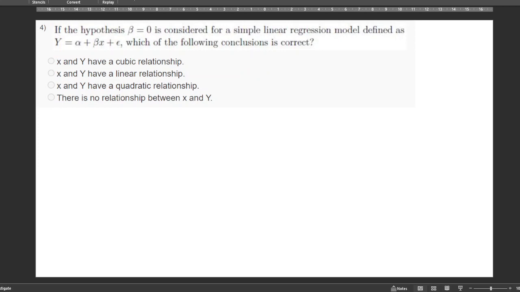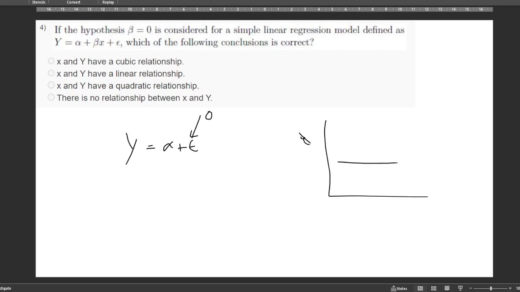So the fourth one: if the hypothesis beta is equal to 0 is considered for a simple linear regression model defined as y is equal to alpha plus beta x plus epsilon, which of the following conclusions is correct? When beta is equal to 0, then y just becomes alpha plus epsilon. The expectation of this is 0, and generally the regression curve might look like just a straight line, which means it doesn't have any relation.